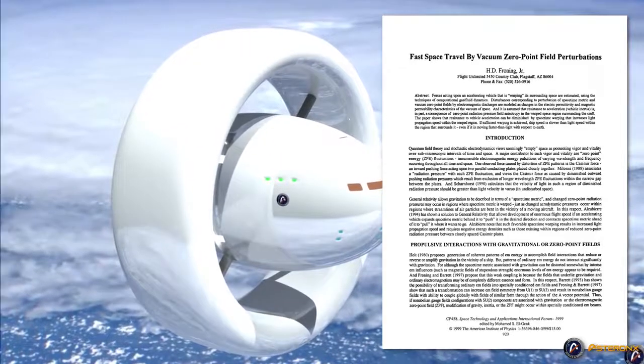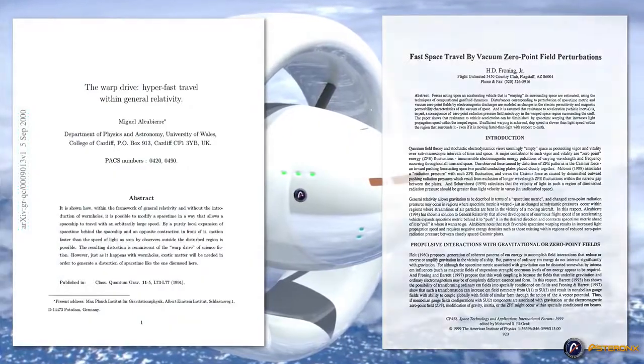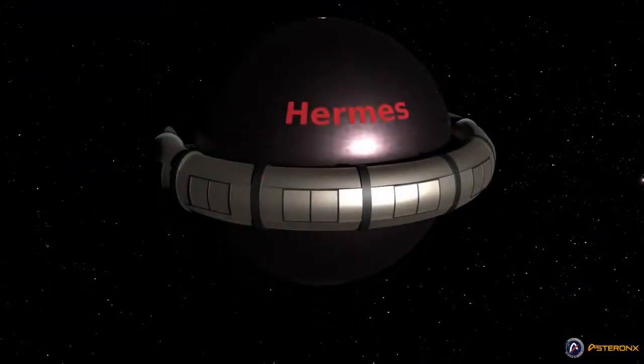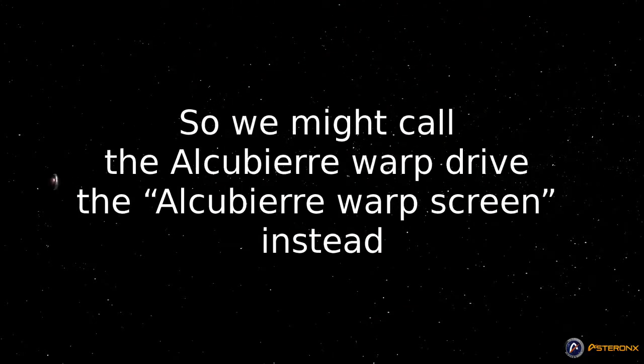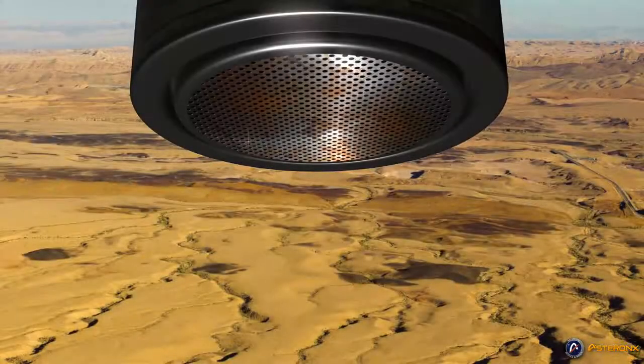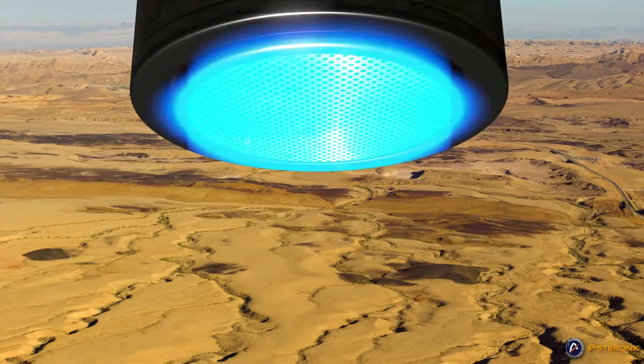Therefore, in conclusion, the Alcubierre drive is not, in fact, a drive per se, but rather a mass and time screen that allows for a much greater acceleration for a given energy input. So we might call the Alcubierre warp drive the Alcubierre warp screen instead. However, perhaps some variant of the drive could be used as a gravitational drive, possibly by means of repelling the ground.